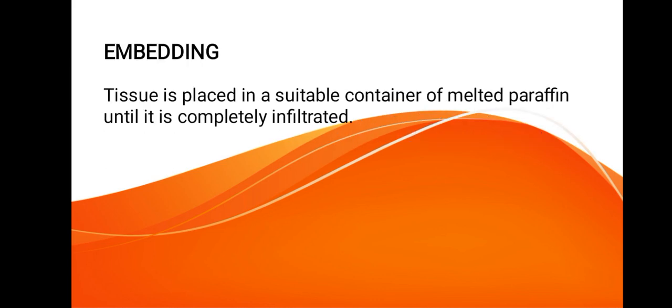The next step is embedding. The tissue is placed in a suitable container of melted paraffin until it is completely infiltrated. Once the tissues become completely saturated, melted wax occupies spaces formerly occupied by water. After the tissue is impregnated with paraffin, it is placed into a small receptacle covered with melted paraffin and allowed to harden, forming a paraffin block containing tissue.